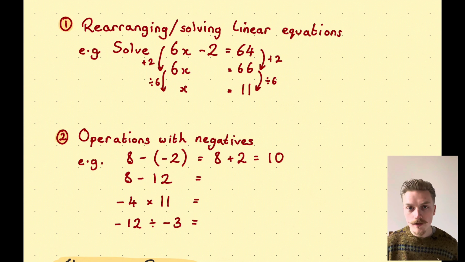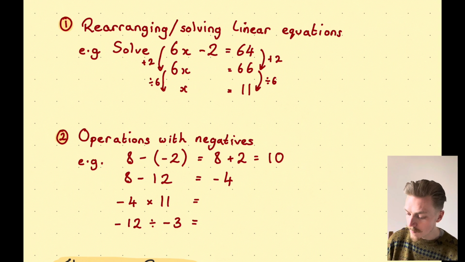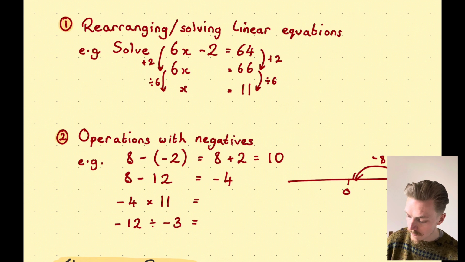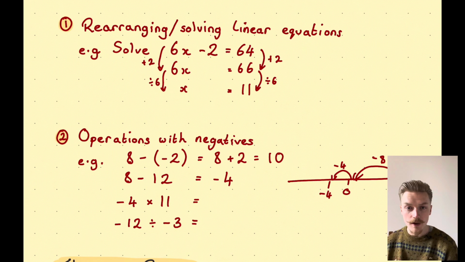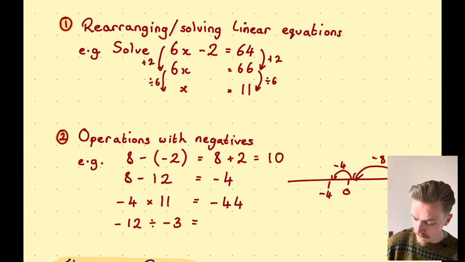8 subtract 12, well, if we subtract 8 from 8, we get to 0. And then because we need to subtract 12, we've still got 4 more we need to subtract. So we get to negative 4. You may want to do a number line to help you out. So we started on 8, we went 8 down, and then we had 4 left over. So we got to negative 4 there. Negative 4 multiplied by 11. So we've got 11 lots of negative 4. So that's going to get me negative 44.